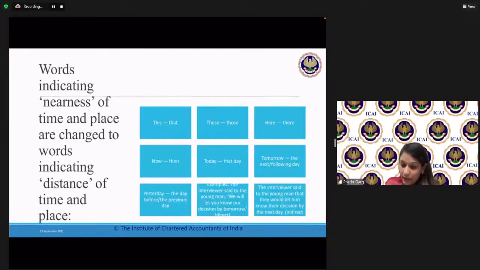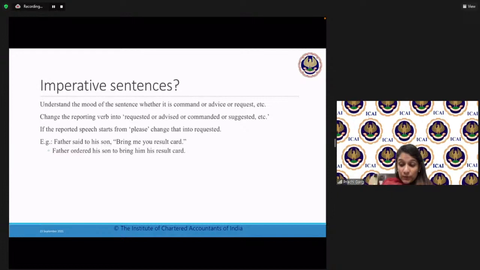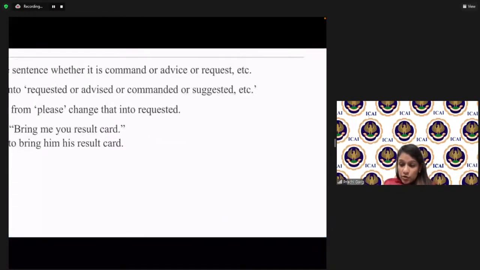Now look at the words indicating distance and time. This will become that, these will become those, here will become there, now becomes then, today becomes that day, tomorrow becomes next day. We have already discussed this. Are you guys following with me? Is it clear? Are there any problems that you guys have? Are you clear till here? Are you able to follow direct and indirect speech?